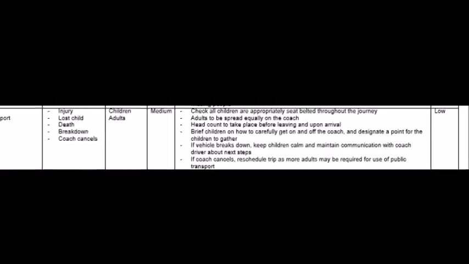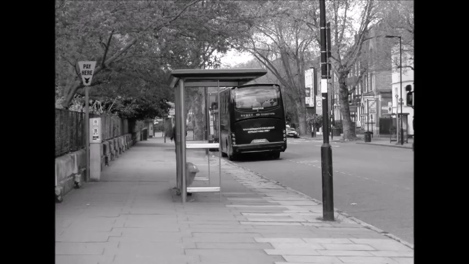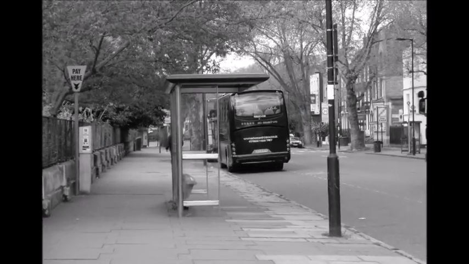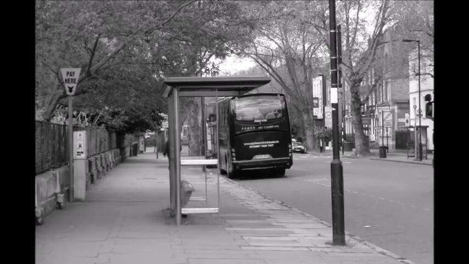We plan to use a coach to travel to the museum, and so must consider associated risks. Children should be briefed on how to carefully get on and off the coach, and should be seatbelted throughout. Adults should be spread equally throughout, and should stand at the side of the road when the children are lining up. If the coach breaks down, adults should keep children calm and maintain good communication with the coach driver.